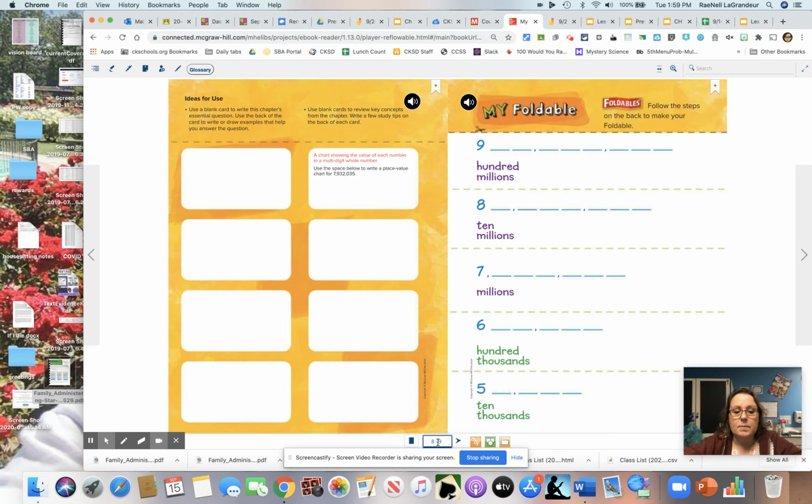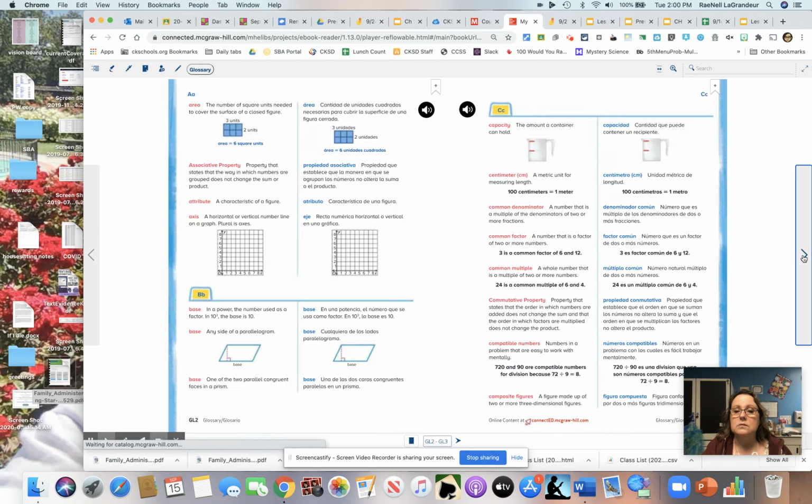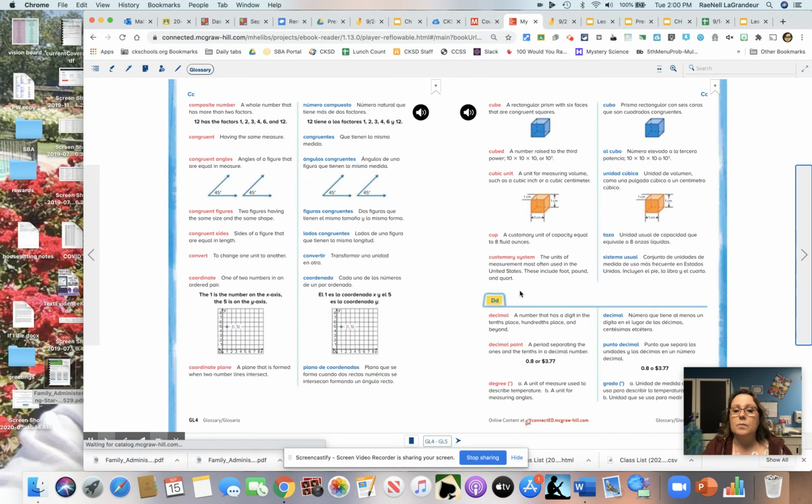If I type in GL, oops, I got to take all these numbers out. I'm going to type in GL1 and push enter. And it is going to take me to the glossary pages. So then I just need to turn the pages until I find, oh, there's D, there's decimal, here's the definition again. Over here, this is in Spanish. We don't need it in Spanish. So we're just going to write this definition.